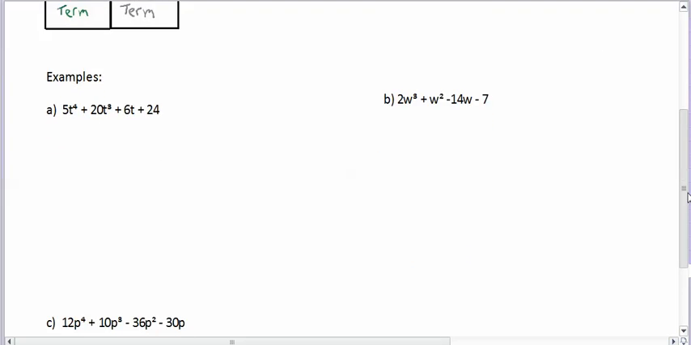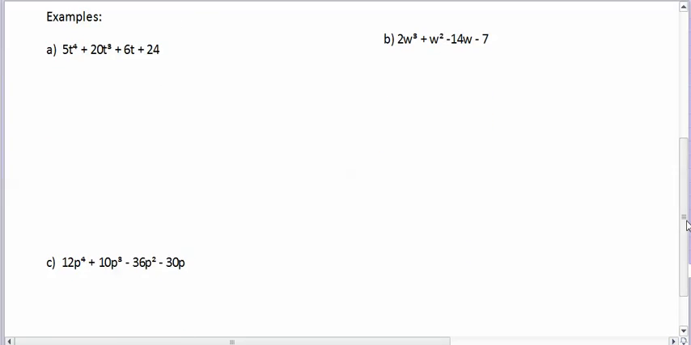Now that we've done that, we're going to go ahead and do a couple of examples. We've got a four-term polynomial, and we are going to use the box in order to factor it. First thing you do is look to see if anything can be factored out. I've got a 5 for 20, but not a 5 for 6 or 24, so I can't take anything out. So I'm going to use my box.